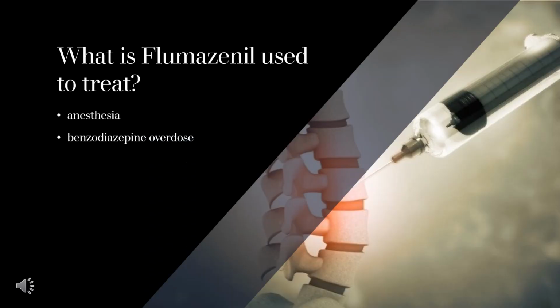What is Flumazenil used to treat? For the complete or partial reversal of the sedative effects of benzodiazepines in cases where general anesthesia has been induced and/or maintained with benzodiazepines, and where sedation has been produced with benzodiazepines for diagnostic and therapeutic procedures. Also, management of benzodiazepine overdose as an adjunct for appropriate supportive and symptomatic measures.